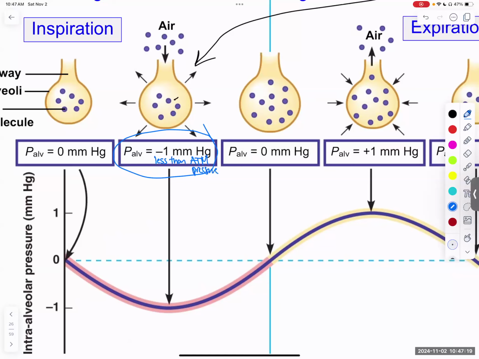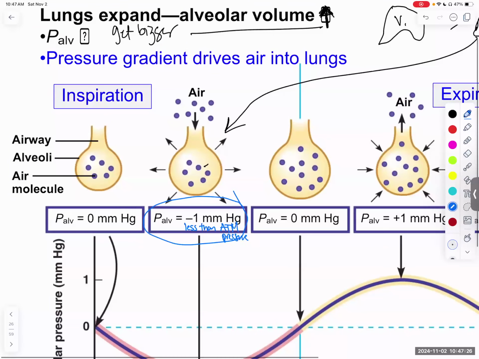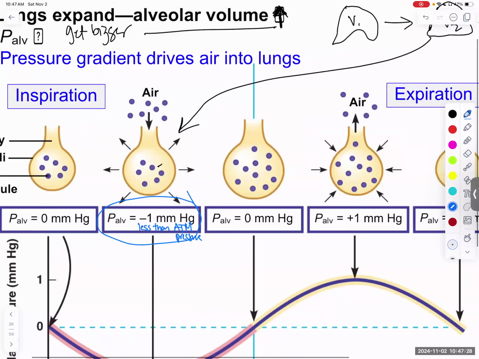So now there's a pressure gradient between the atmosphere and intra-alveolar because we expanded our ribs. Well, we contracted our diaphragm and/or expanded our ribs, making the volume bigger, which made the pressure in the alveoli less. And so air is going to flow in until it's equal between atmospheric pressure and alveolar.